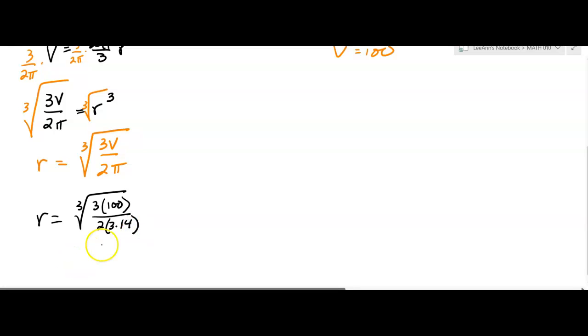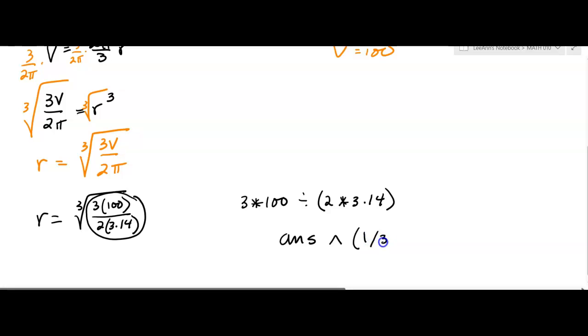Now, what I did on my calculator, I put all of this in. You have to use the parentheses though. So I put in like 3 times 100. Actually, I think I put in 300. Divided by, and then you're going to need parentheses, 2 times 3.14, because if you don't do that, it won't come out right. And then I took that whole thing, whatever the answer was, used my answer key, and I raised it to the 1 divided by 3 power. Your calculator might have a cube root button. Mine does, but I just did it this way for some reason.